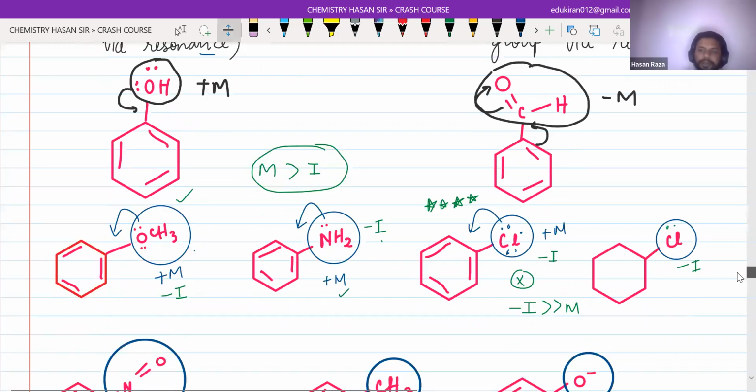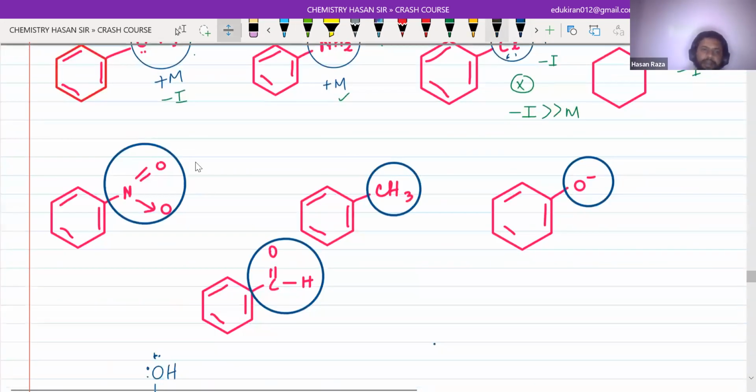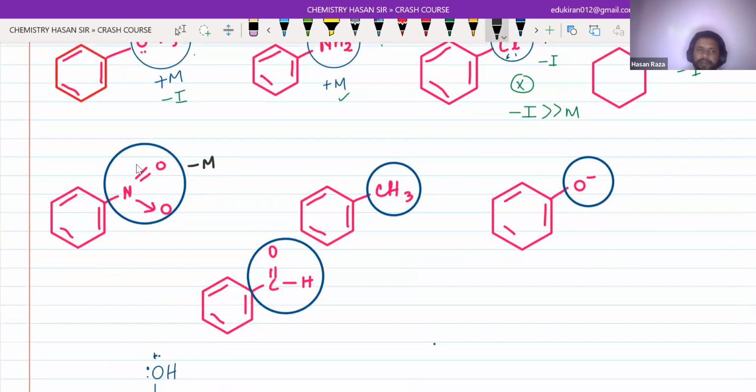Now you can see this will have minus M effect because oxygen is connected with double bond. So it will be like this, and nitrogen is the more electronegative element, minus. Again, you can see CH3, there is only plus I. There is no resonance here. And here O negative, so it will donate, so it will be acting as plus M. C double bond O, that's why minus M, and also you can see minus I as well. We already discussed why it will show minus I effect. So you can see that.